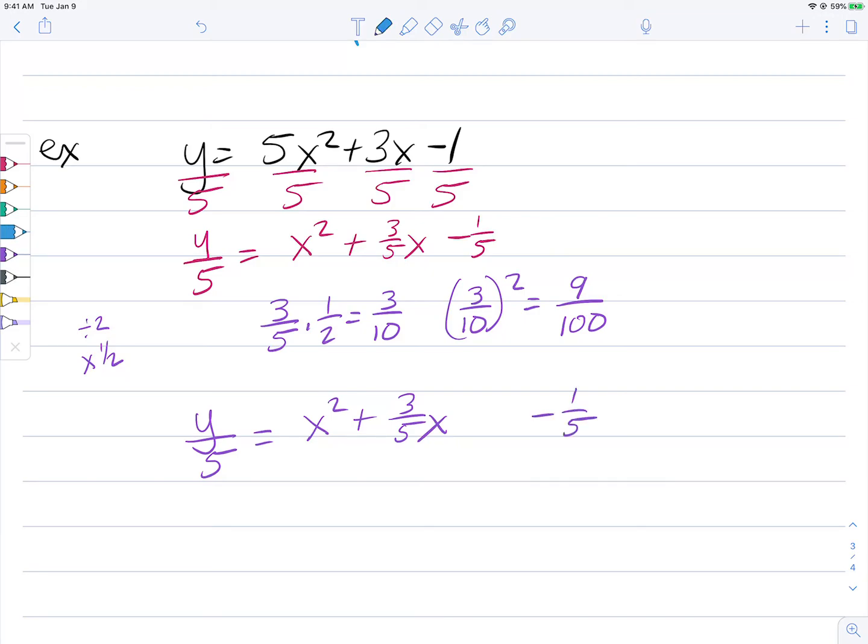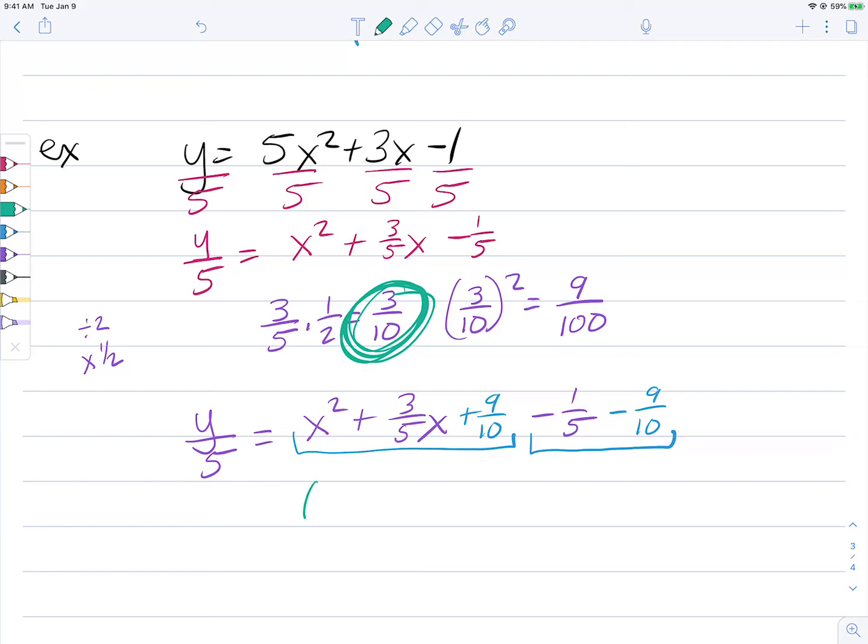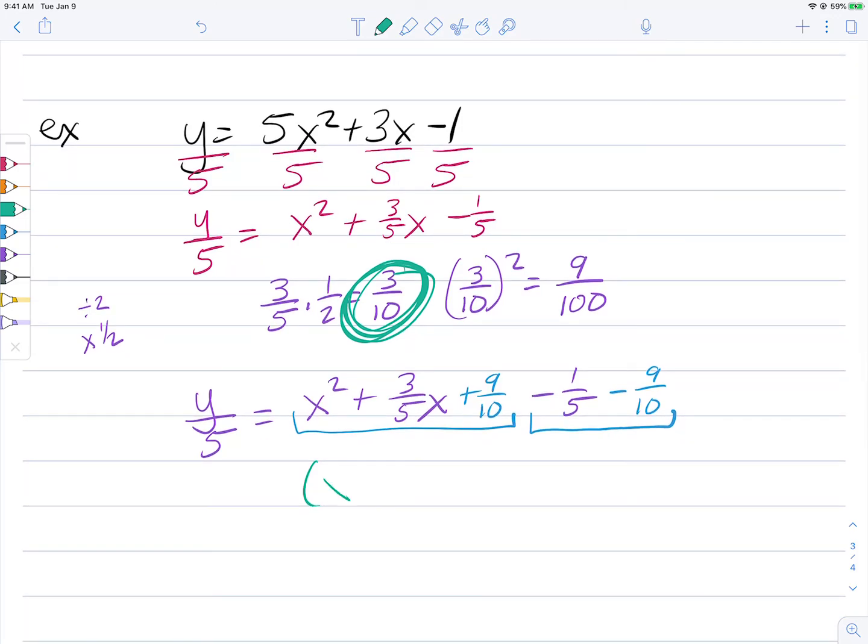So first I'm going to add 9/100 to the first two terms, and I'm going to subtract 9/100 from my constant, a net gain of 0. And don't forget, when you've divided the coefficient of x by 2, that's the key to your factoring answer. You can do less work if you remember that that's your key. So if I want to factor my first three terms as a trinomial, that 3/10 is what we're going to use. So x plus 3/10 squared. I still have a y over 5.